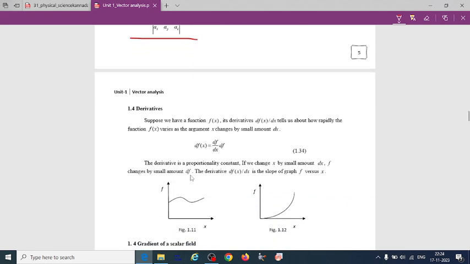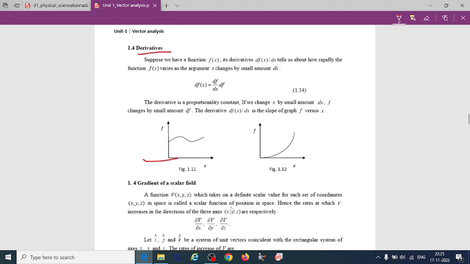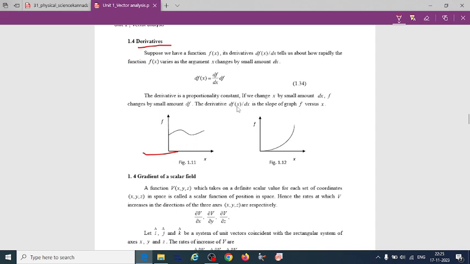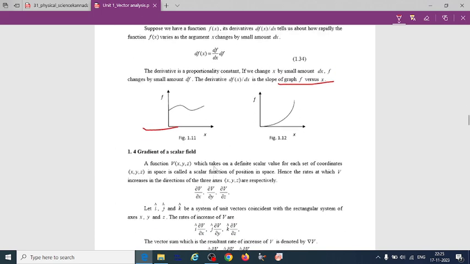And one more thing, derivative. Before going to understand gradient and curl, you should know the derivative. Derivative of a function, how will you write it? df by dx. You can understand that with the help of these diagrams. The derivative df(x) by dx is the slope of a graph of f versus x.